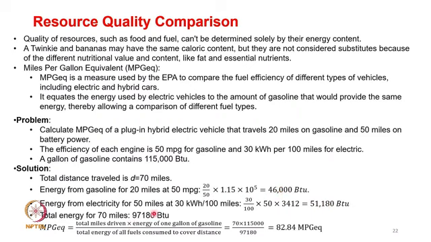The total energy for 70 miles would be the summation of this, and the MPG equivalent is the total miles driven times the energy of 1 gallon of gasoline, divided by the total energy of all fuel consumed to cover the distance. So total miles driven is 70, energy of 1 gallon of gasoline is of course 115,000, and the total energy of all fuels consumed to cover the distance. So this would be equivalent to 82.84 MPG equivalent.